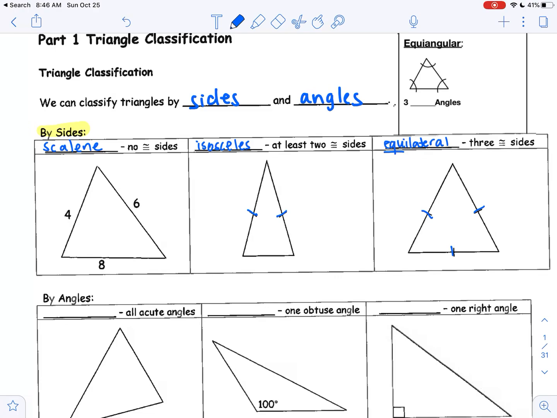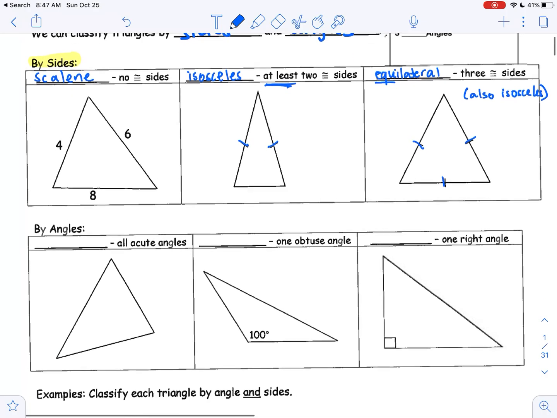Something interesting to note is that if a triangle is an equilateral triangle, it can also be classified as isosceles. However, in most cases, we would describe it as an equilateral triangle, but there might be a trick question where it asks, is an equilateral triangle also an isosceles triangle? Which it is, because by definition, an isosceles triangle has to have at least two sides.